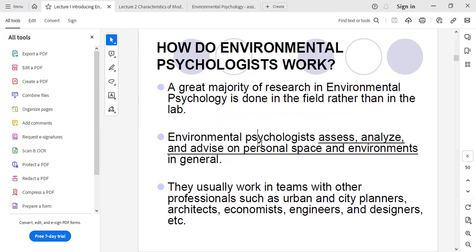Apart from looking at that, how can we build our environment in a better way that can promote engagement as well? All right. So environmental psychologists, as we have said, assess, analyze, and advise on personal space and environment in general. They work in teams with other professionals: urban city planners, architects, economists, engineers, designers, etc. Which is quite important when architects are designing buildings or areas of our influence as well.